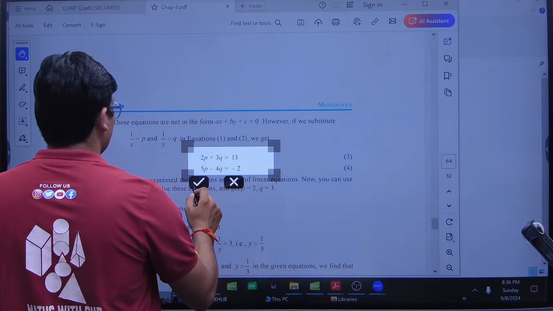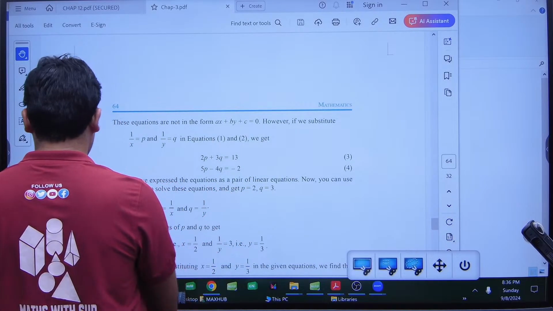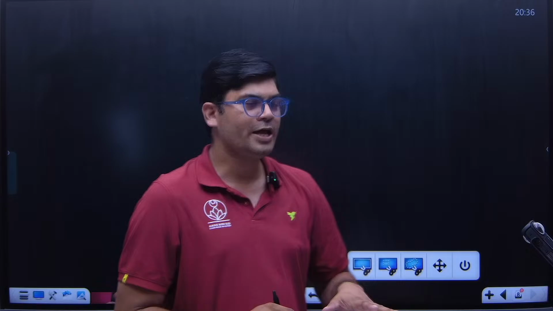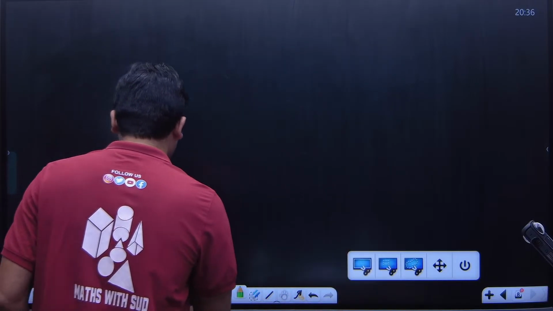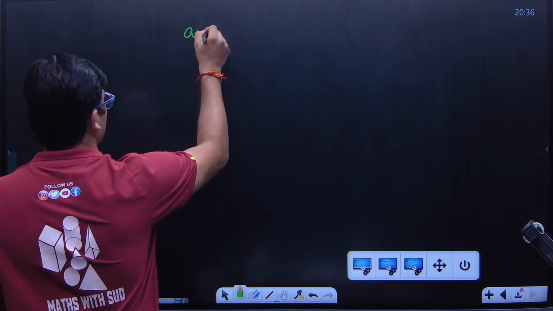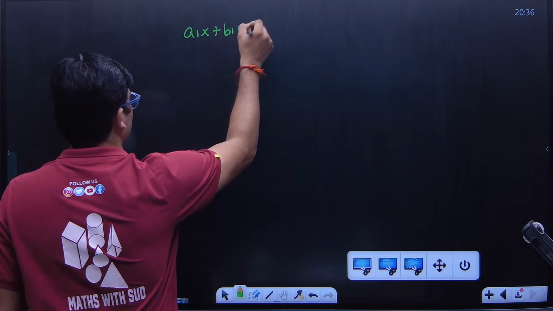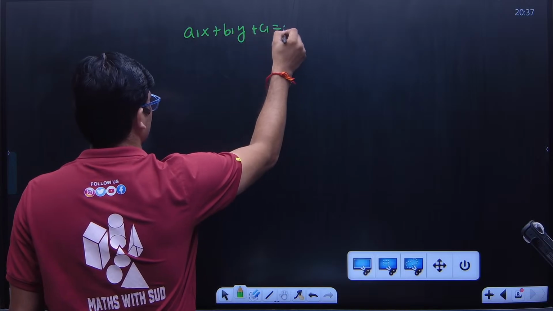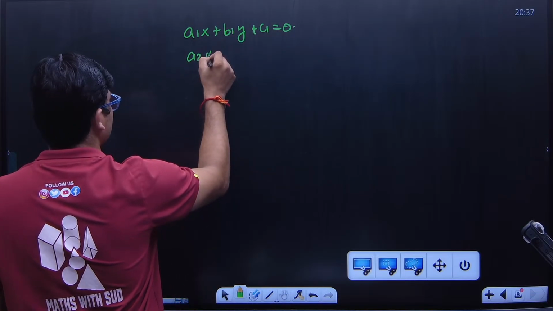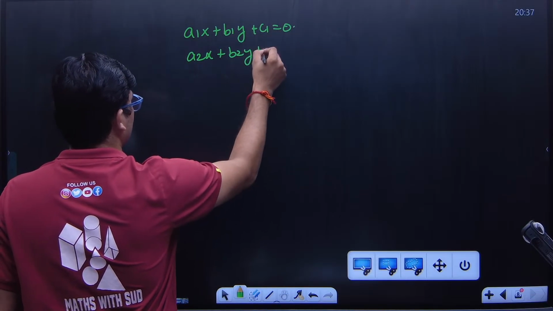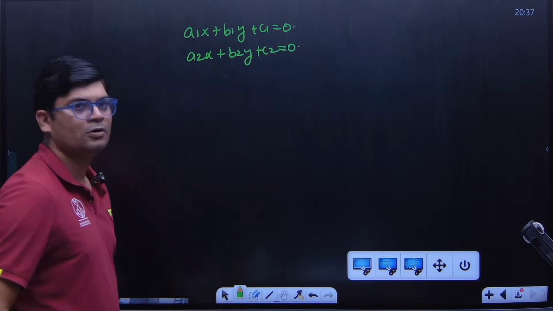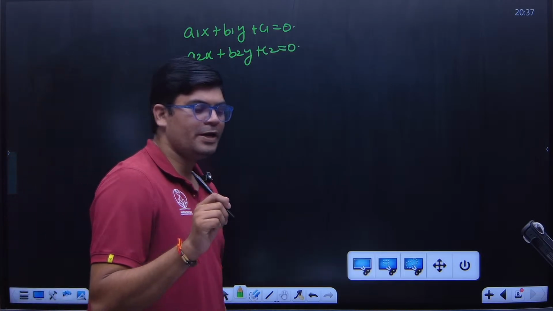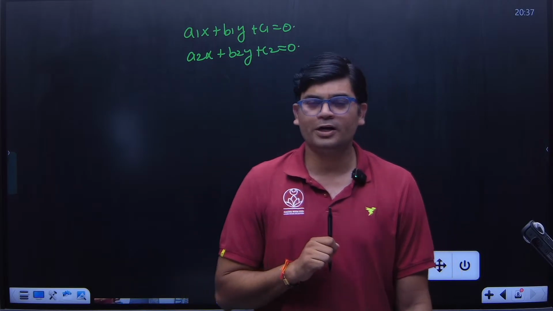To make you understand the cross multiplication method, I am generalizing the equation. When we generalize the equation, we can make it a formula. So let the equations be a1x plus b1y plus c1 equal to 0, and a2x plus b2y plus c2 equal to 0. Please pay enough attention now. It's a very important method.